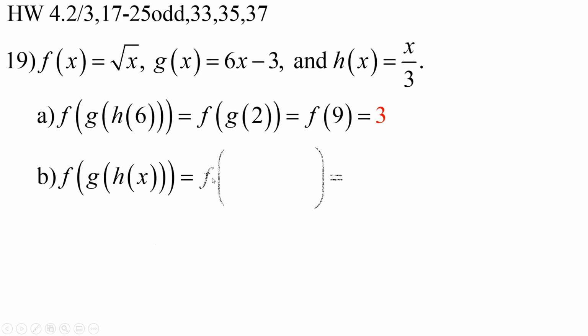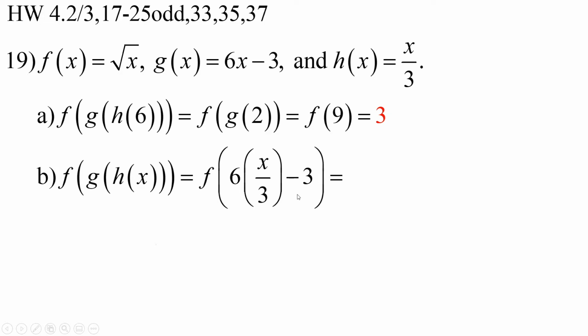We're going to go f of, and then g of what? G of h of x. So here's the function g, which is 6 times x minus 3. But notice the x is in a set of parentheses because we're not doing g of x, we're doing g of h of x. So within this parenthesis, I need the expression for h of x, which is x over 3.